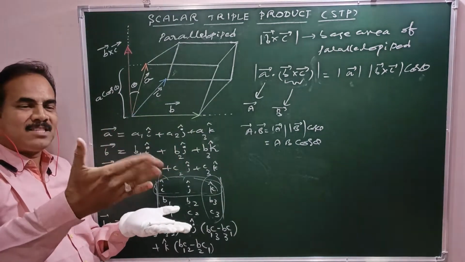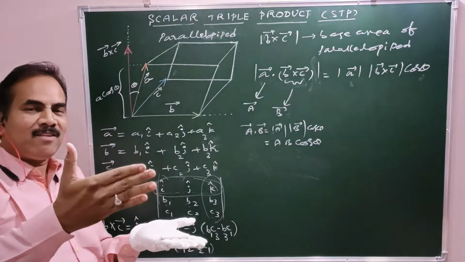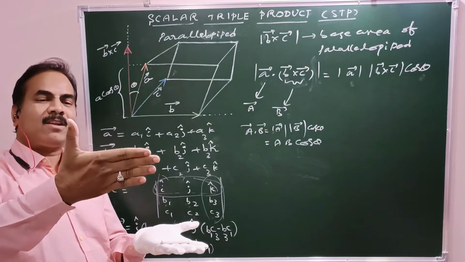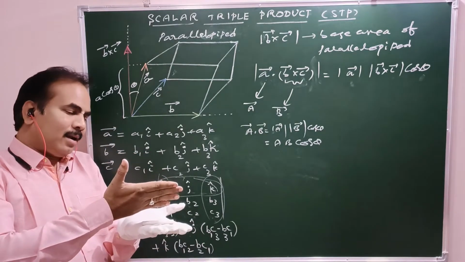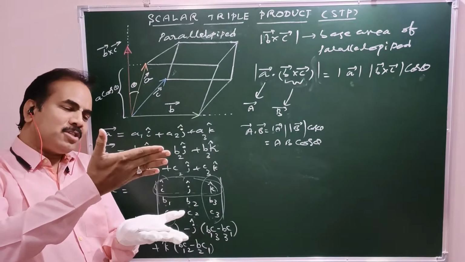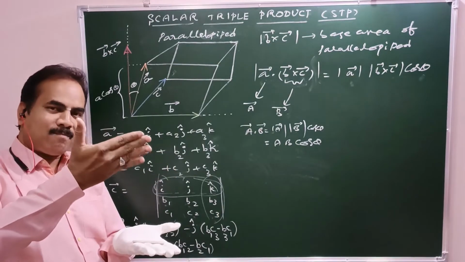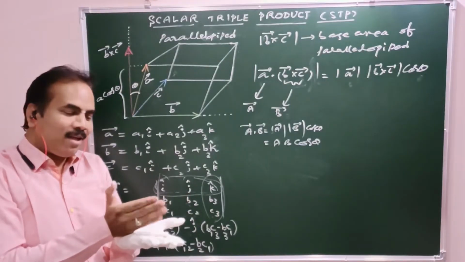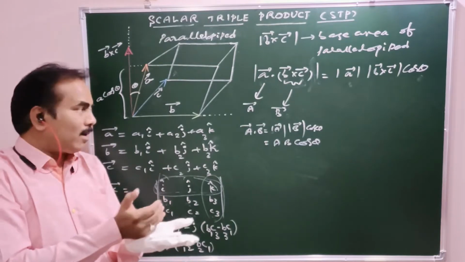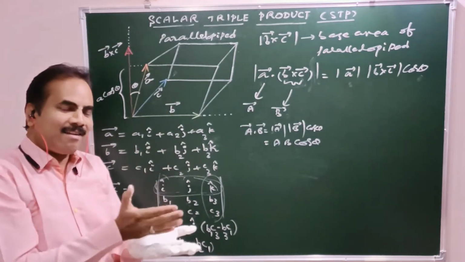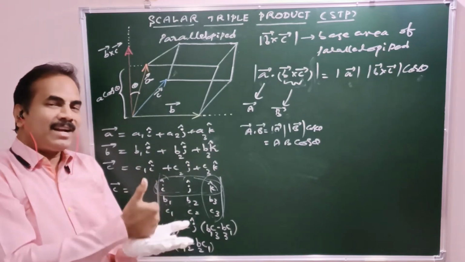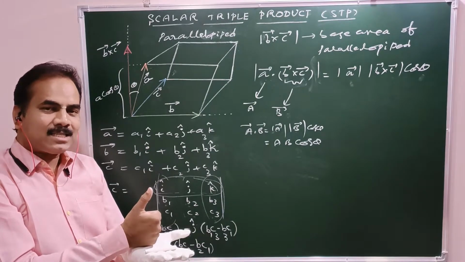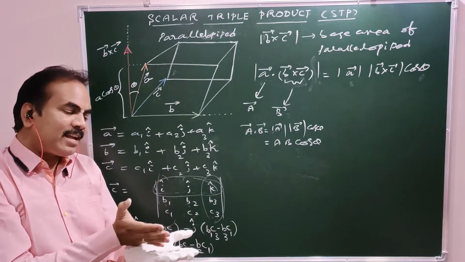Now stretch your right palm such that the thumb is perpendicular to the remaining four fingers. Now place the bottom edge of the right palm touching the plane of B bar and C bar. Now take the curling of these four fingers from B bar to C bar, anti-clockwise sense. Now see, the thumb indicates the direction of the resultant, that is B bar cross C bar.